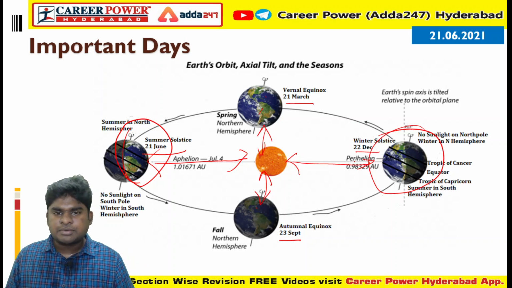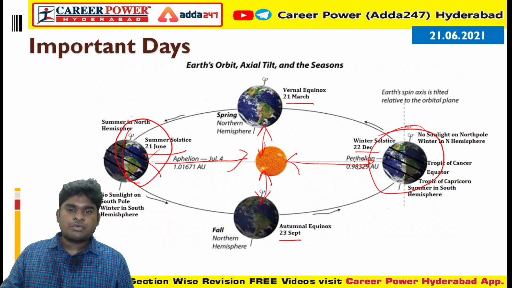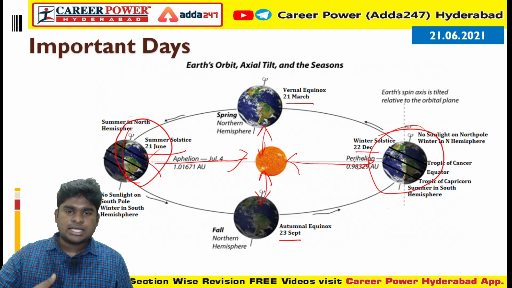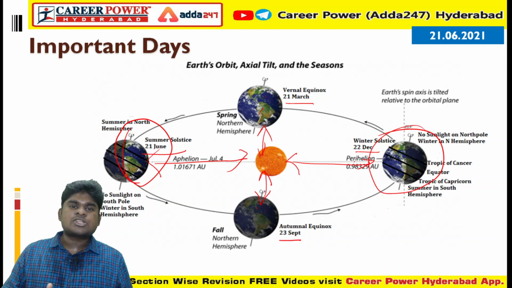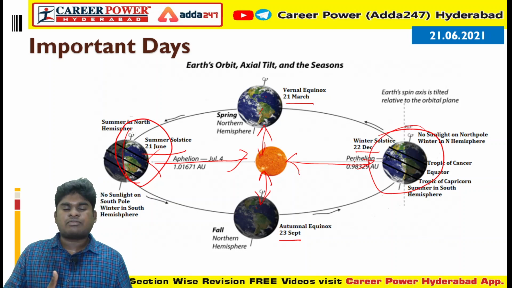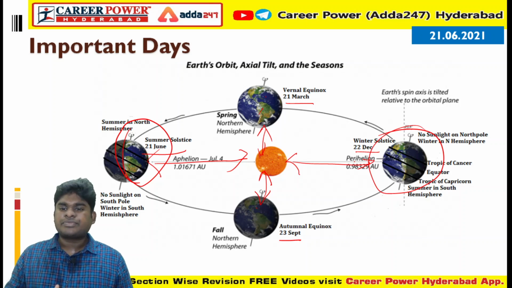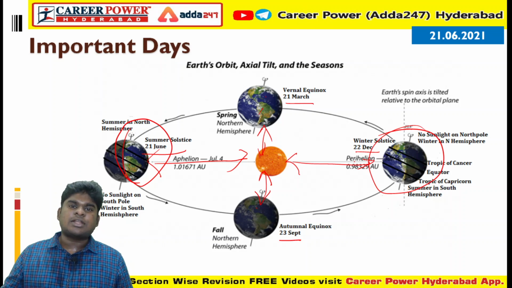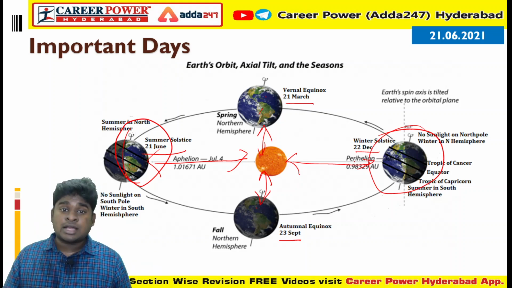So this is a geography portion, please learn it by heart, very important. Very simple. Equinoxes means equal, sun and earth are at equal distance, so equal day and night. Summer solstice means earth is far away from sun. Winter solstice means earth is very near to sun. So that is why northern hemisphere has a shorter day. In summer solstice, northern hemisphere has a longer day.